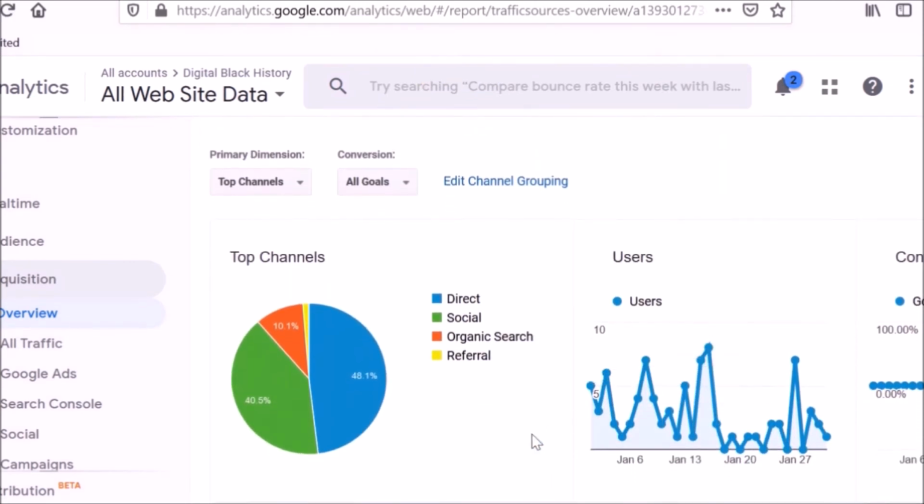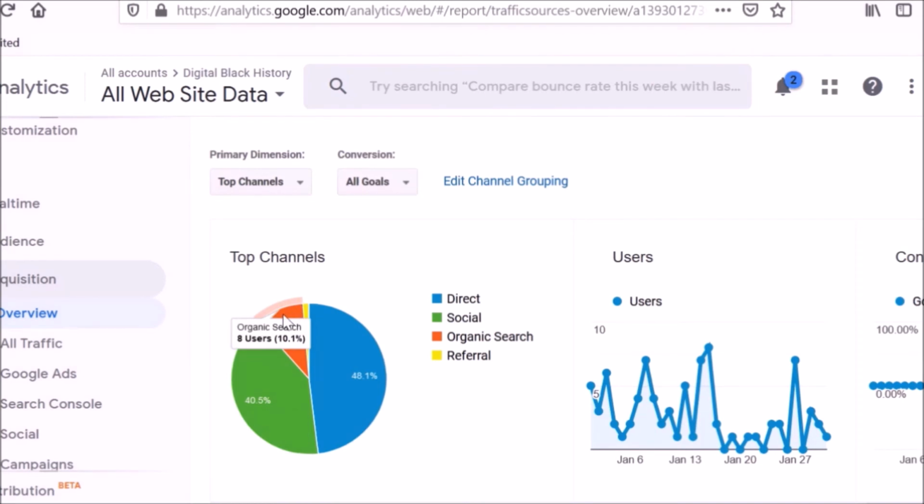At the bottom here, it'll show me a pie chart of the different ways people are getting to my website. So I can see about 48% of them are getting to it through a direct channel. What that means is that people are coming to my website by directly entering in the URL for digitalblackhistory.com, or they're accessing it from a saved bookmark on their browser. 40.5% of people during this time period were accessing the website through social media. So whether it was Twitter or Facebook or whatever, that's how people were getting to the website.